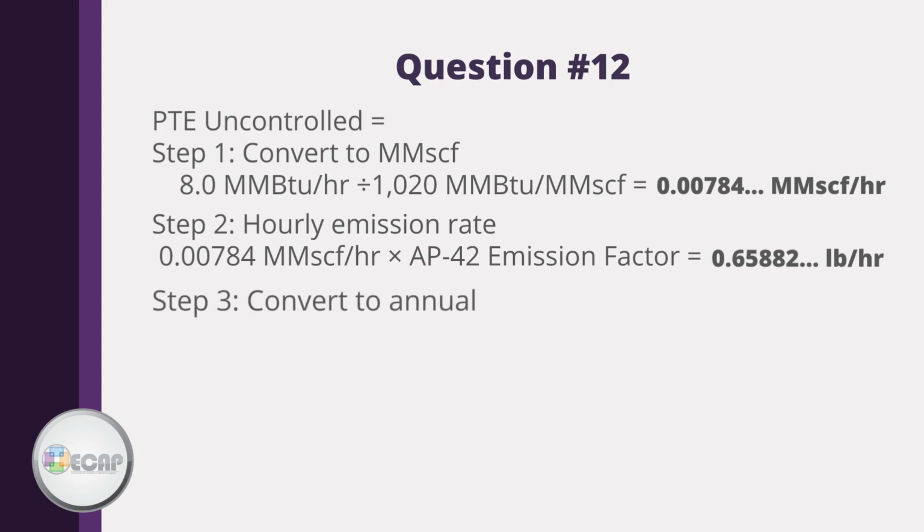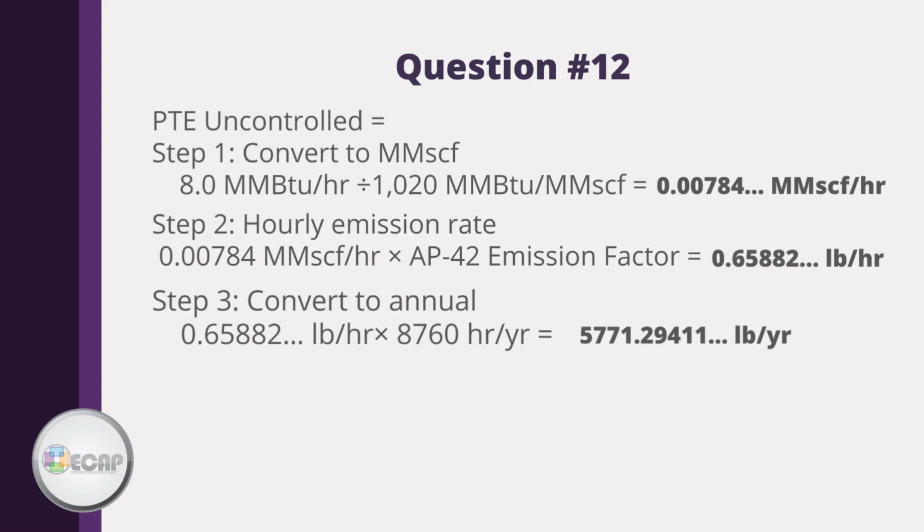Step 3. Calculate the potential annual emissions. So we have found our emission factor and determined our hourly emission rate. Now we can easily convert that hourly rate to a yearly total by multiplying by 8,760, which is the number of hours in a year. 0.65882 pounds per hour times 8,760 hours per year will give us a total of 5,771.29411 pounds per year. Again, make sure to watch your units. The hours will cancel out on this one.